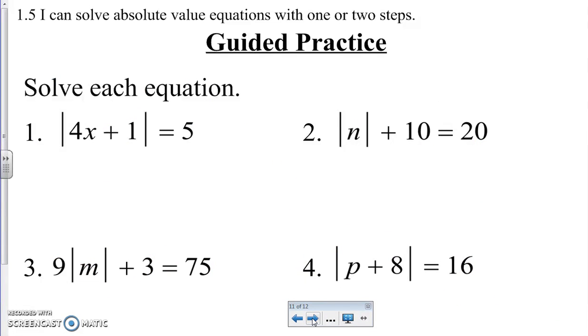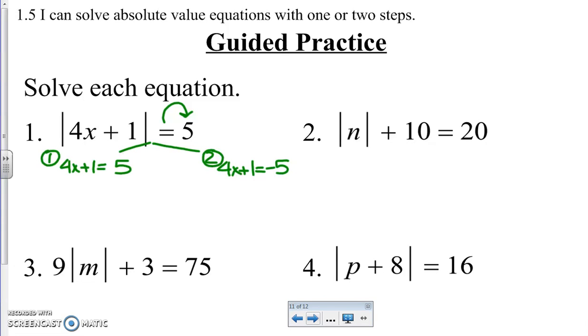For the guided practice, we're going to keep going with that. I'm not going to give as much explanation each time. Here I can immediately set up my 2 equations because the absolute value is isolated. But remember in the second equation to change the constant to a negative, whatever's on the right side of the equation.